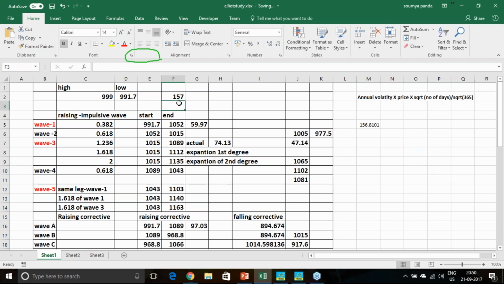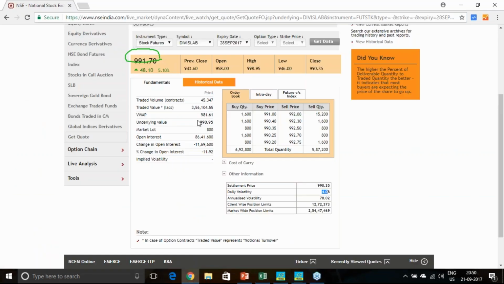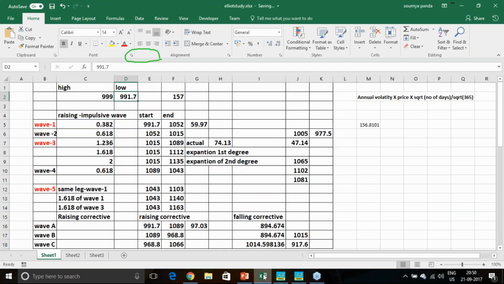So now your calculation started. I need a point from where I will start the calculation. Why should I take previous lows, highs, this, that? Why not the current price where it has stopped? Whatever happened previously, I am not going to take that. I am going to concern myself with the price from where it has stopped, 991.7. So this is what I have done, 991.7, 157.